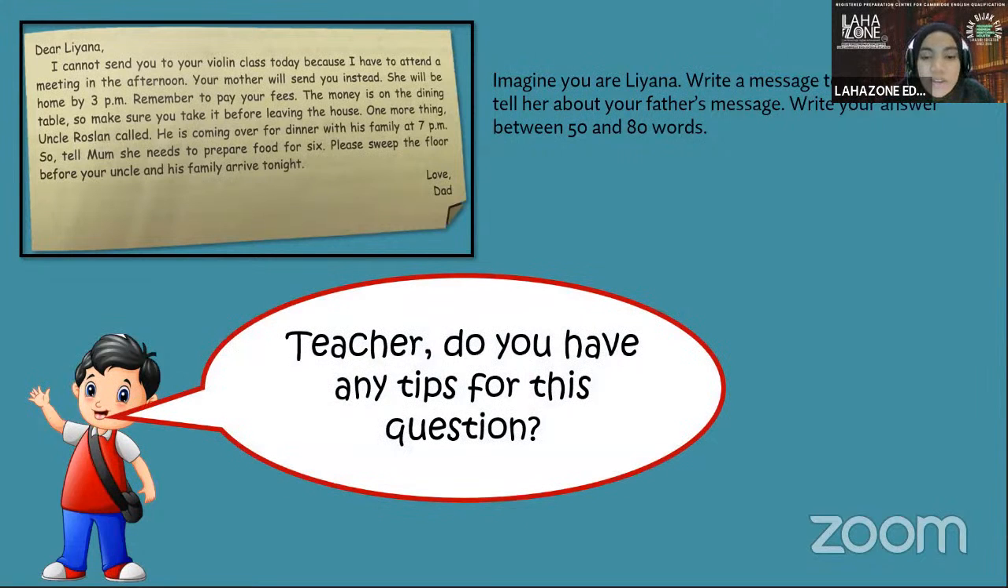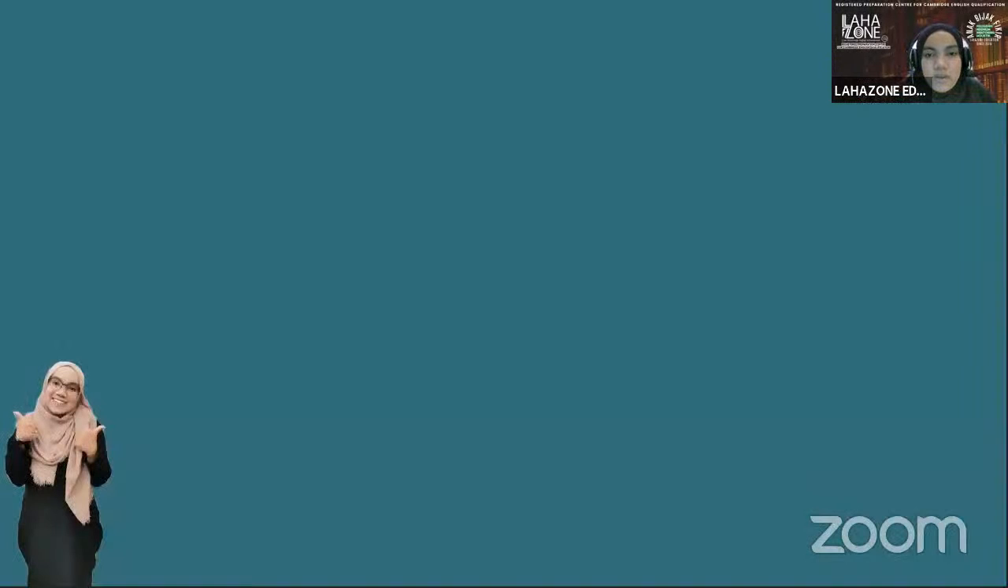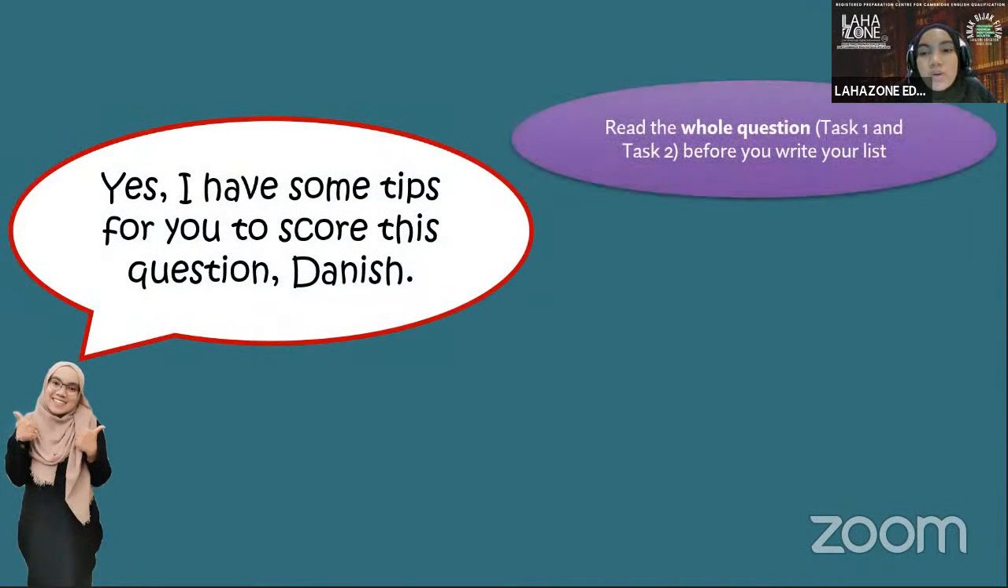Okay, teacher, do you have any tips for this question? Yes, I have many tips for this question. How to do second task for section B. First, what you have to do is you have to read the whole question, task 1 and task 2 before you write your list. Before you do your answer, you have to read the whole question. Whole question here means task 1 and task 2. Danish kena baca keseluruhan soalan. Soalan yang dekat task yang pertama and also task 2 before you write your list. Do you get me this one, Danish?